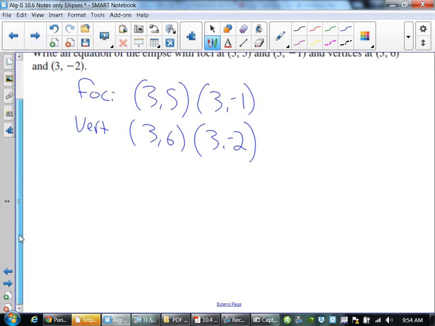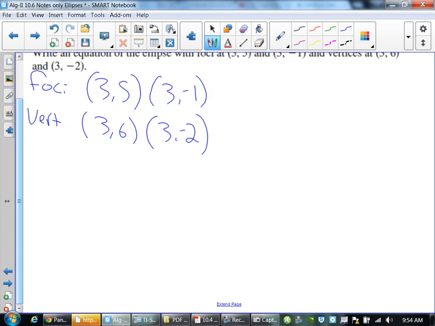Okay? So watch what happens here. We have foci and vertex. Foci at (3, 5) and (3, -1). That should tell you something right away. What does it tell you? What direction is it going? It's going vertical. It's got to be vertical, because if the foci are vertical from one another, that means it has to be vertical.